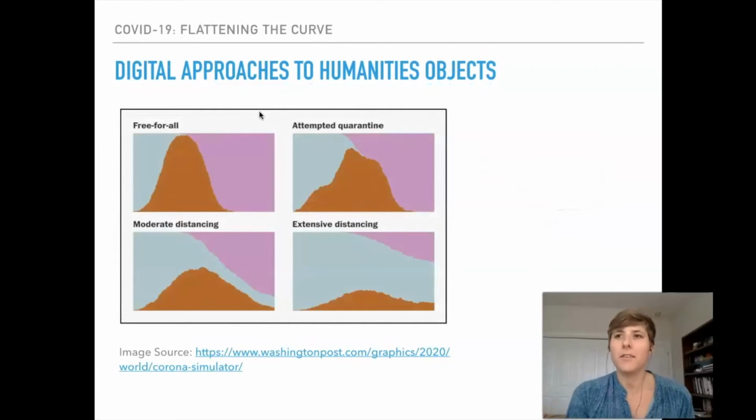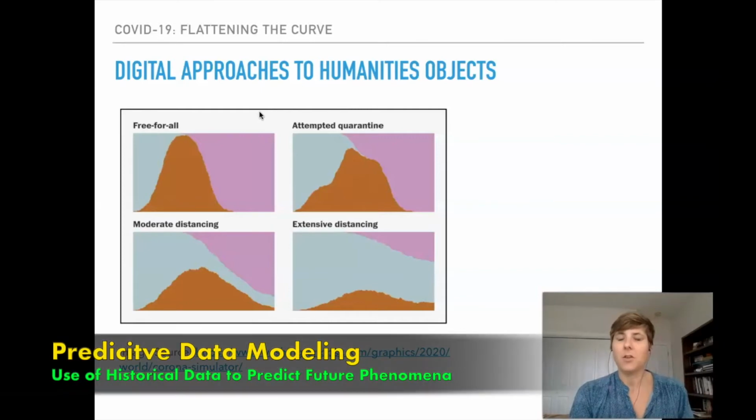And then you'll also notice that while we're on the topic of flattening the curve, how we're seeing the internet respond to and share information about the epidemic is a lot of what we talked about in our first unit of class, which is this idea of using predictive data modeling to imagine future scenarios, right? So we talked about this with regards to baseball, with regards to predictive policing.